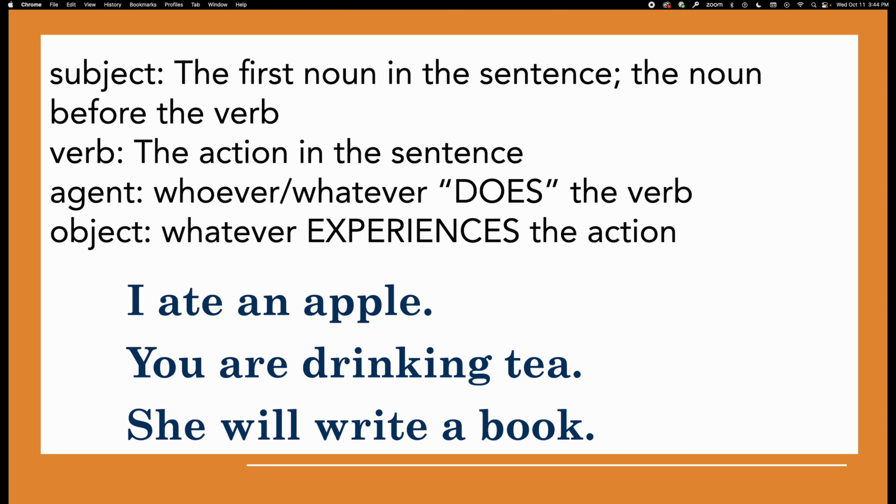Here's an example. I ate an apple, and the agent is who ate. The agent and the subject are the same in this case. A different one, you're drinking tea. The agent and the subject are the same. She will write a book. The agent and the subject are the same. That's how we know these 3 are active sentences, because the subject, which is just about the order of the words, and the agent, which is about the meaning of the words, are the same.